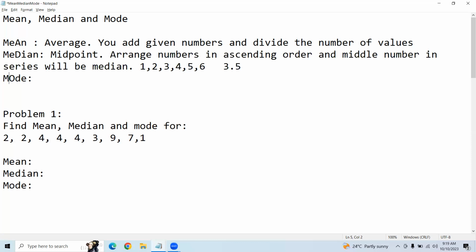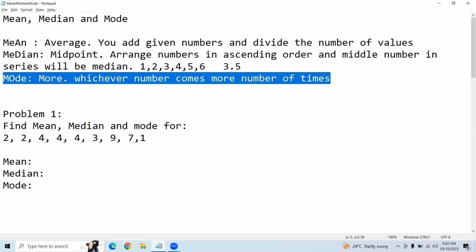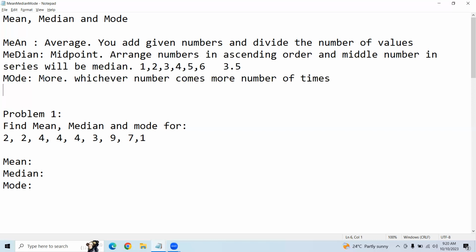Now let's see how to find mode. In writing mode, you write M and O as capital. When you write M O capital, you can immediately recall: it's for more. Whichever number comes more number of times is called the mode. Sometimes you will not get any number that comes more than one time. In that case, we say that we don't have any mode in that series. Okay, let's try to solve a couple of problems.